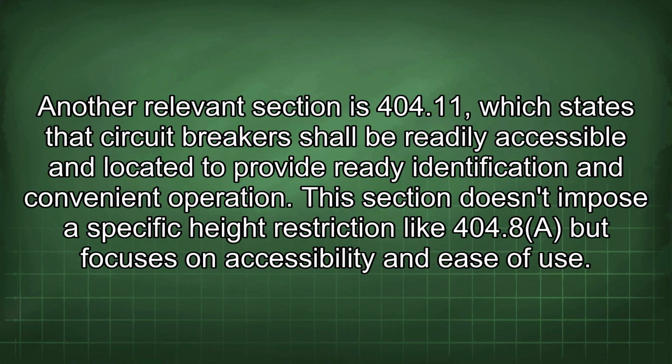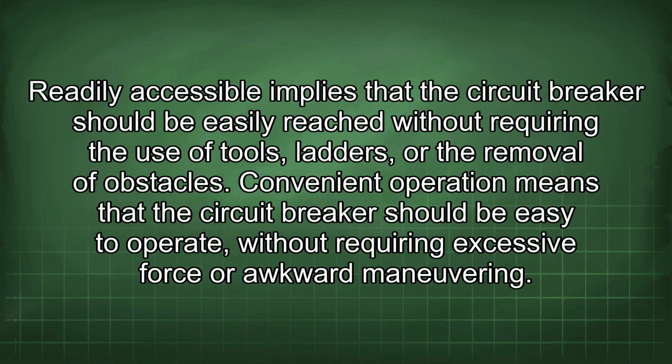Another relevant section is 404.11, which states that circuit breakers shall be readily accessible and located to provide ready identification and convenient operation. This section doesn't impose a specific height restriction like 404.80 but focuses on accessibility and ease of use. Readily accessible implies that the circuit breaker should be easily reached without requiring the use of tools, ladders, or the removal of obstacles. Convenient operation means that the circuit breaker should be easy to operate, without requiring excessive force or awkward maneuvering.